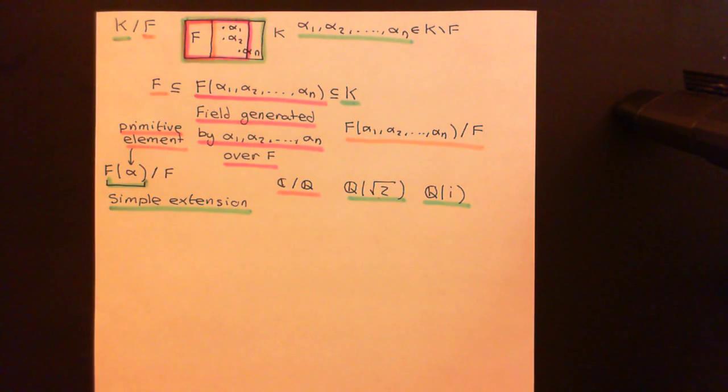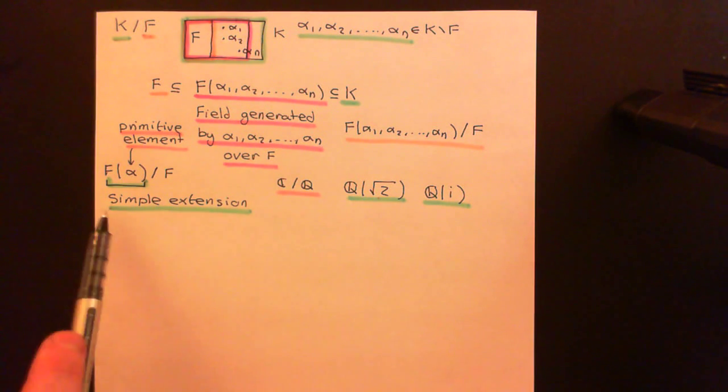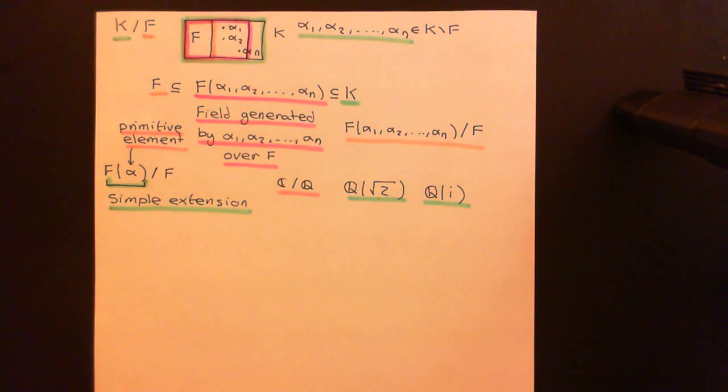Okay, so only 3 definitions then. The field generated by a bunch of elements, a simple extension, and a primitive element. Okay, so those are some important definitions that we will see time and time again later on in the playlist on field theory concerning field extensions.